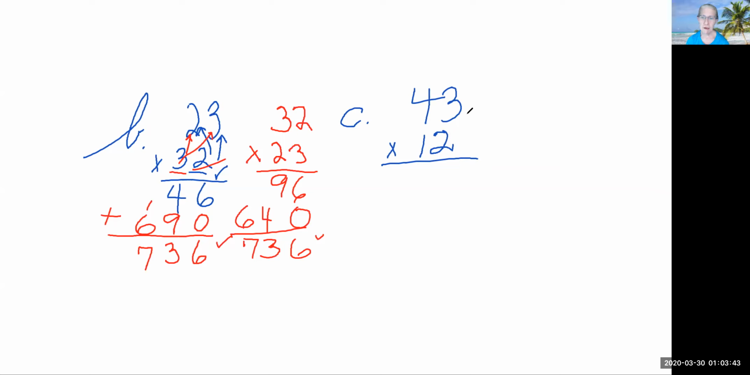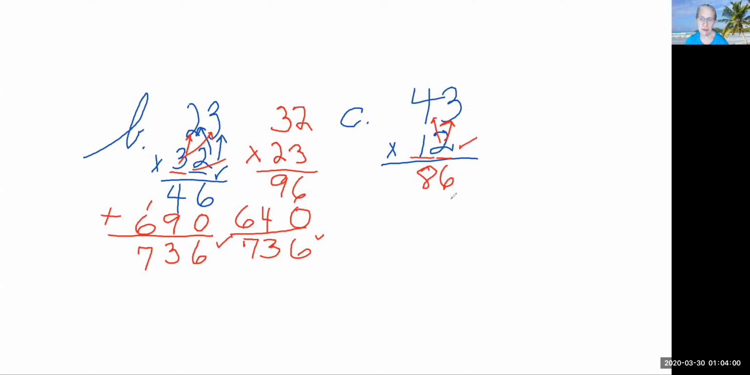Okay, let's do C. Okay, start in the ones column. 2 times 3, we're going from the bottom to the top. 2 times 3 is 6 in the ones column. Then we're going from the ones column to the tens column. 2 times 4 is 8. Okay, you did the ones column.